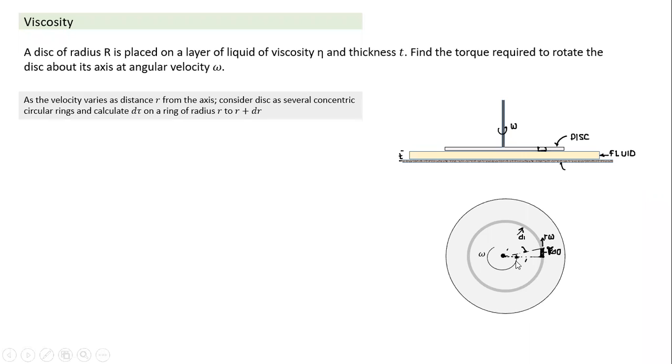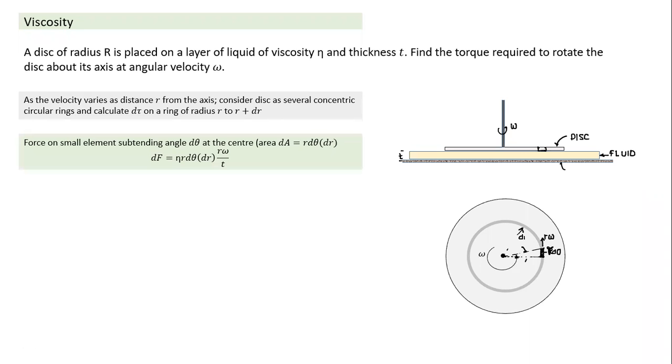Let's apply our viscosity formula here. Force on the small element, dF, is eta times area. Which area do we take? The area of the plate which is in contact with the liquid. That's the area of the plate which is in contact with the liquid: r d theta is the length, and dr is the width. It's like a rectangular plate.